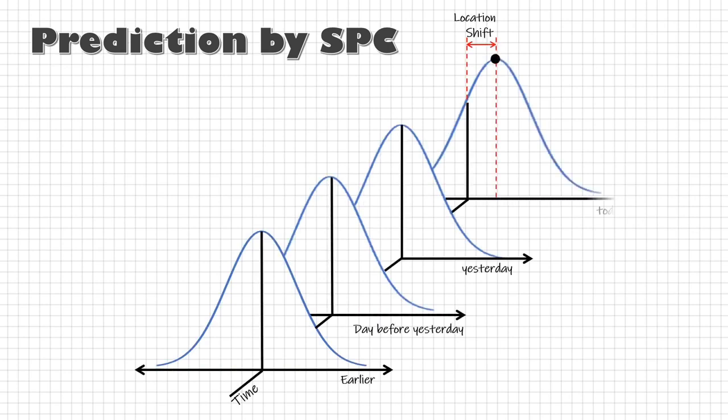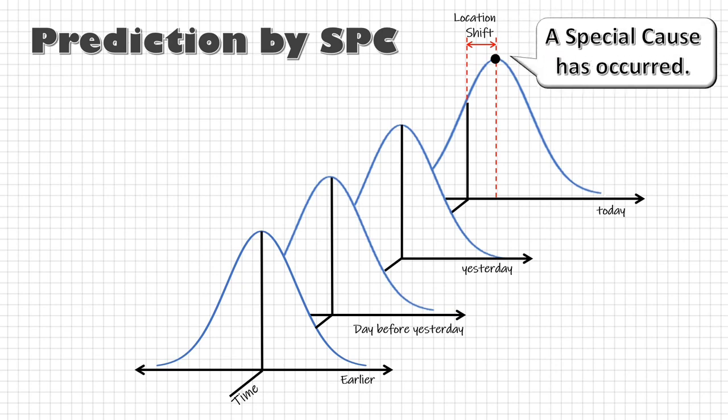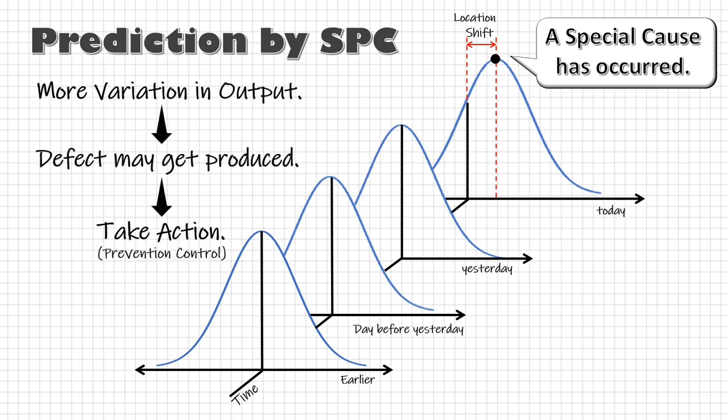Otherwise, it is a stable process. This change means a special cause has occurred in the process. That means there will be more variation in the output. That means it is time to take action before the defect gets produced. Prevention is the power of statistical process control.